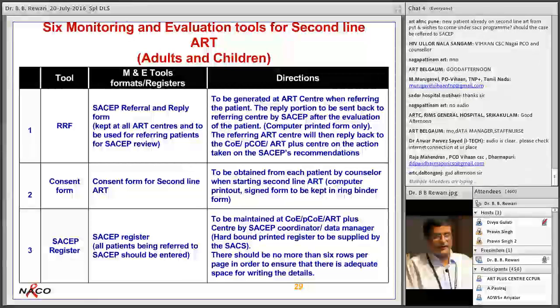Your second tool is the consent form for second line, which has to be obtained from each patient by the counselor when starting second line ART. It is a computer printout again. Signed form should be kept in a ring binder file. There is no change. It is the existing guideline.